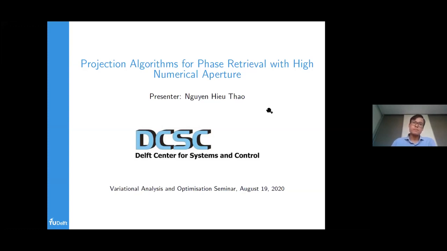Today, I would like to talk about projection methods for phase retrieval with high numerical aperture. This is the theoretical analysis and generalization of a solution algorithm my colleagues at TU Delft and I developed for an optical manufacturer 2 years ago.